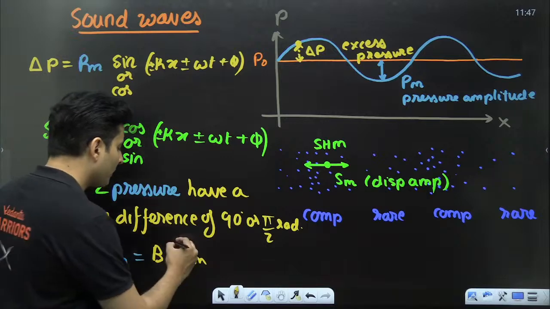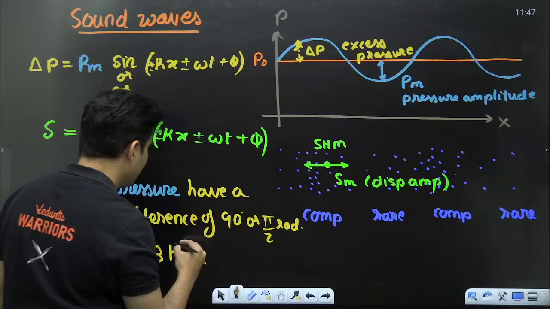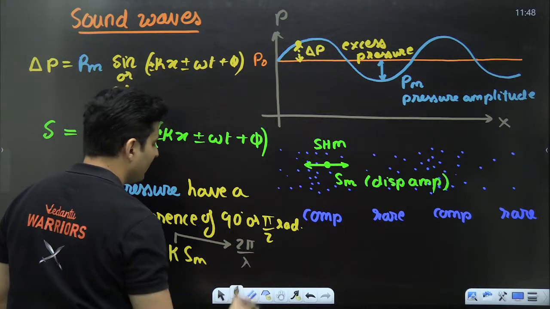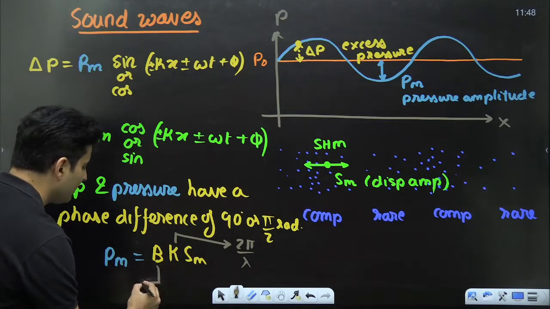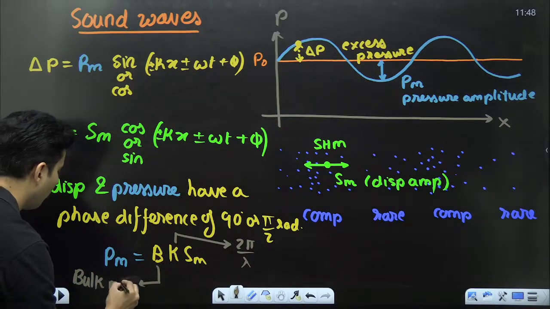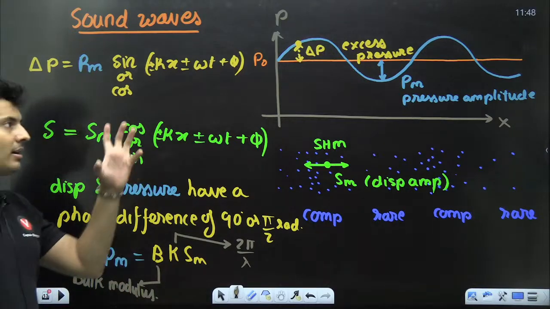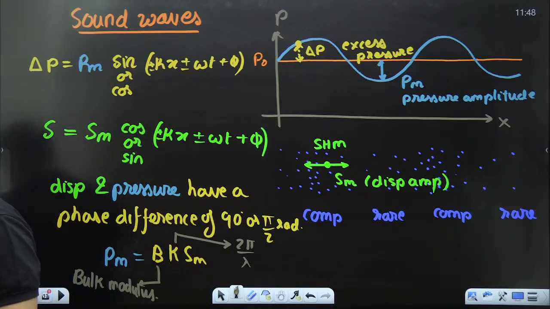K you already know. My dear warriors, the value of K is nothing but your angular wave number. So that is your 2 pi by lambda. That is standard. What is this B, sir? This B is nothing but the bulk modulus of that particular medium in which it is traveling.